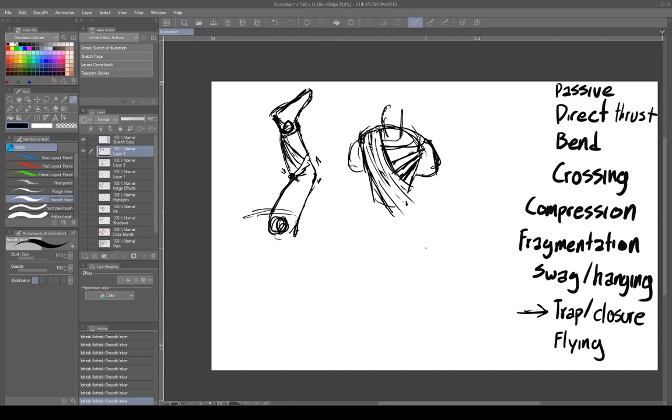And we can also get elements of different things in here, right? So I've got some crossing stuff. It's got hanging from the shoulder, but it's also got hanging down, you know? But yeah. Alright, cool.